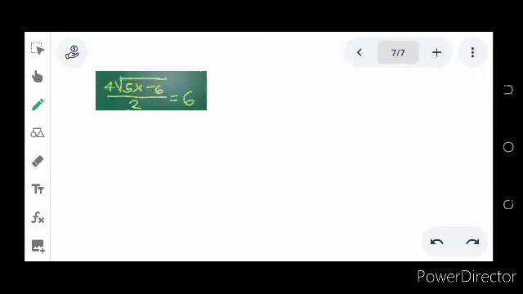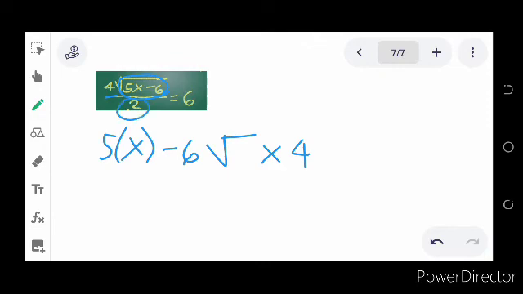Next, 7. 4 times square root of 5x minus 6, all over 2, is equal to 6. So inside the parenthesis, you have 5x minus 6. So that becomes 5 times x, minus 6. After you have 5x minus 6, you get the square root. After you get the square root, multiply by 4. After you multiply by 4, you divide by 2 equals 6.